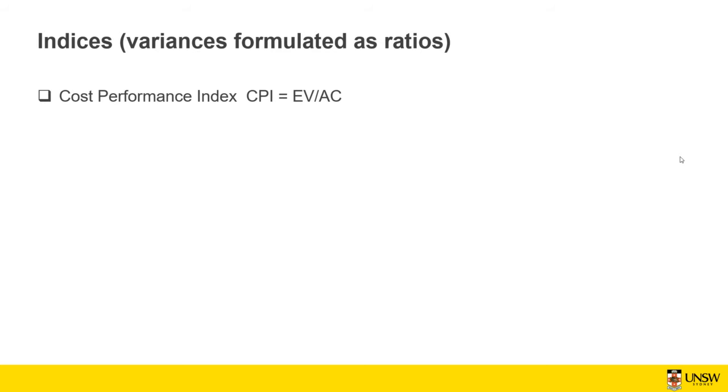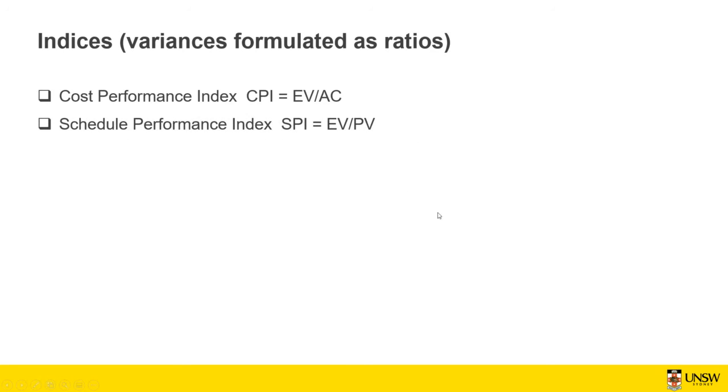Okay, so there are some indices that help you in order to better understand the overall performance of the project. One is the cost performance index. The cost performance index is the earned value divided by the actual cost. So we always want to have higher earned value compared to actual cost. So if the cost performance index is greater than 1, which means that we are right on track in terms of the cost. But if the cost performance index is lower than 1, which means that we are over budget.